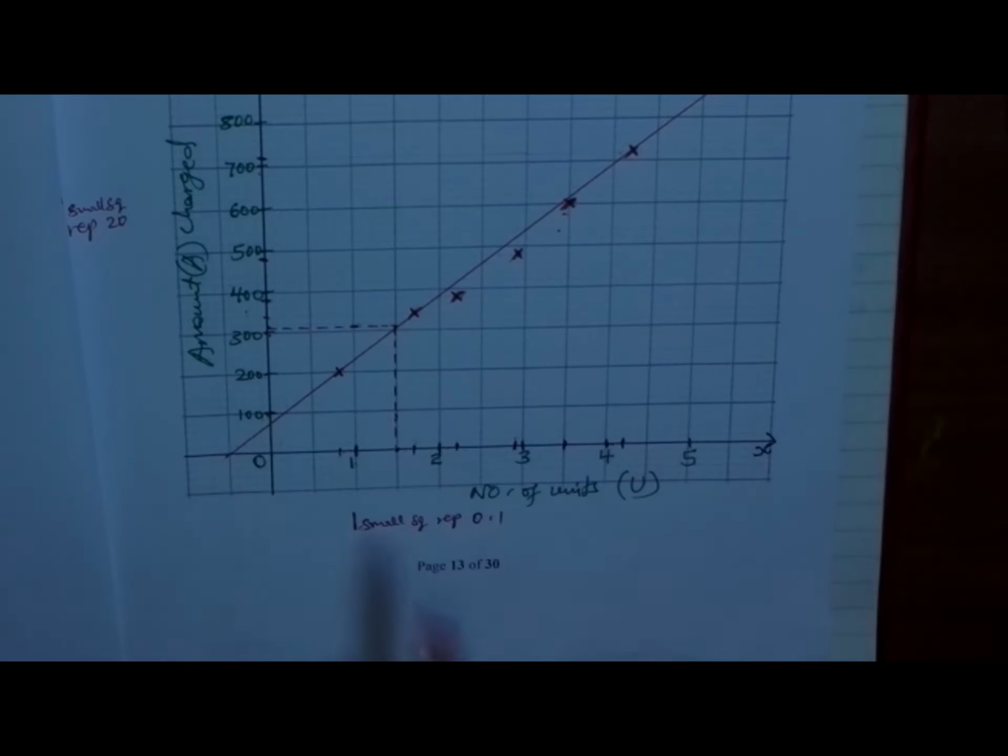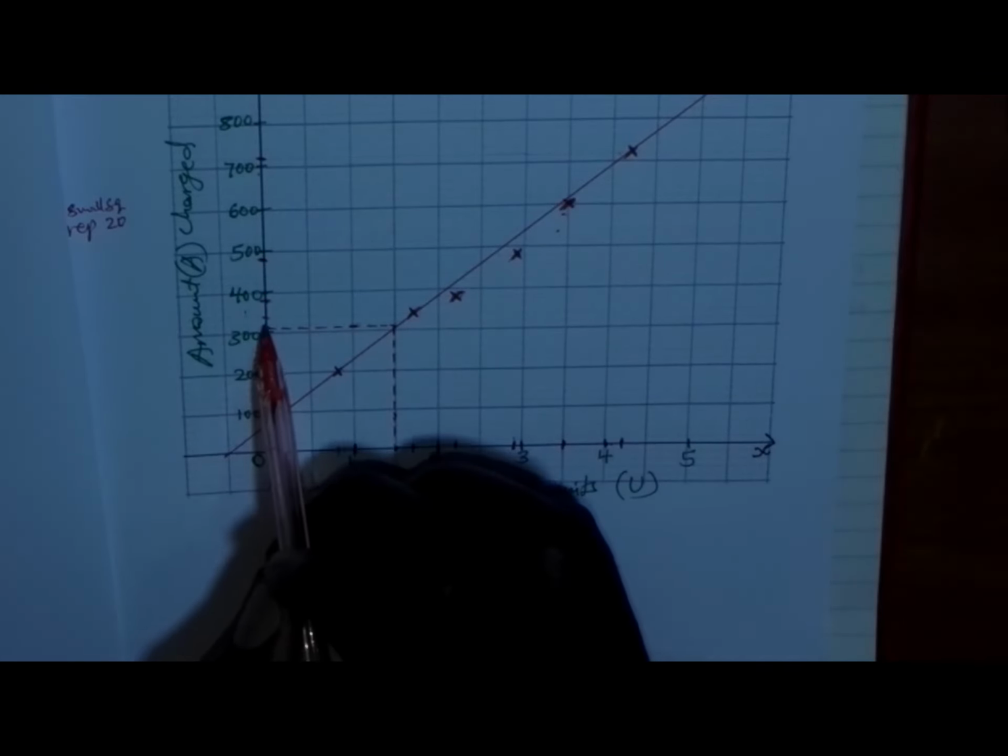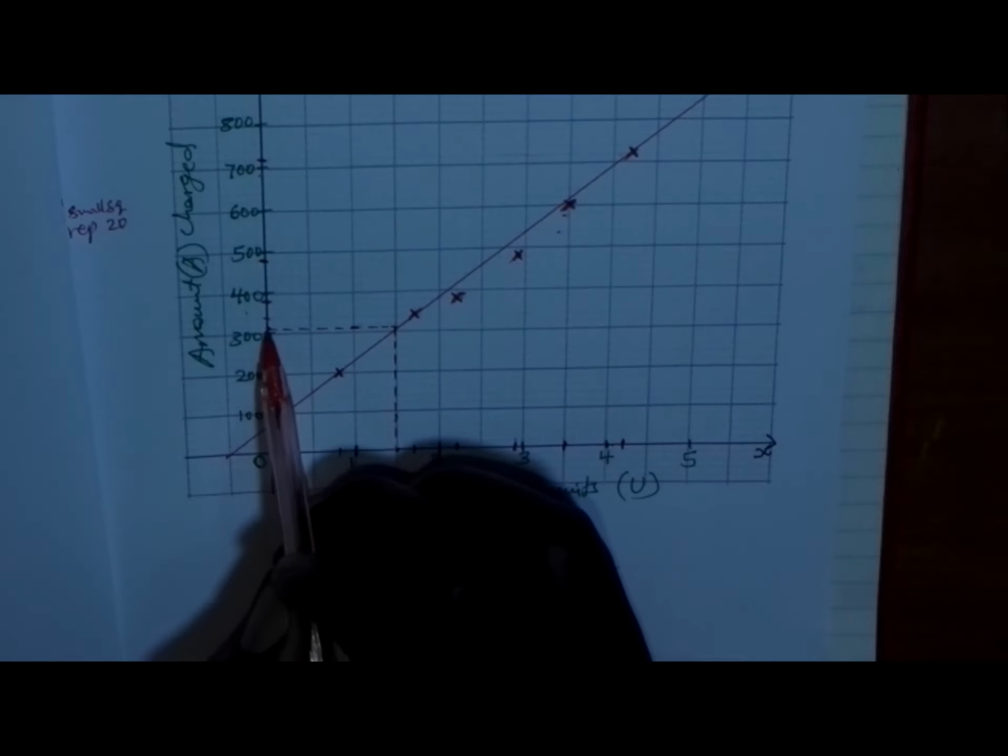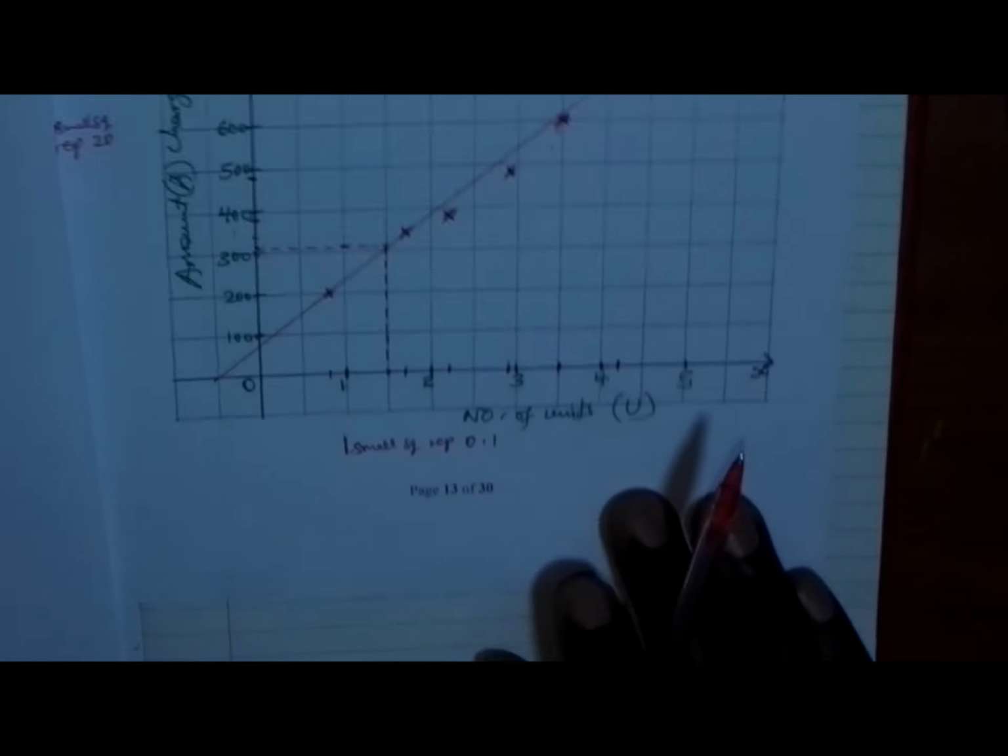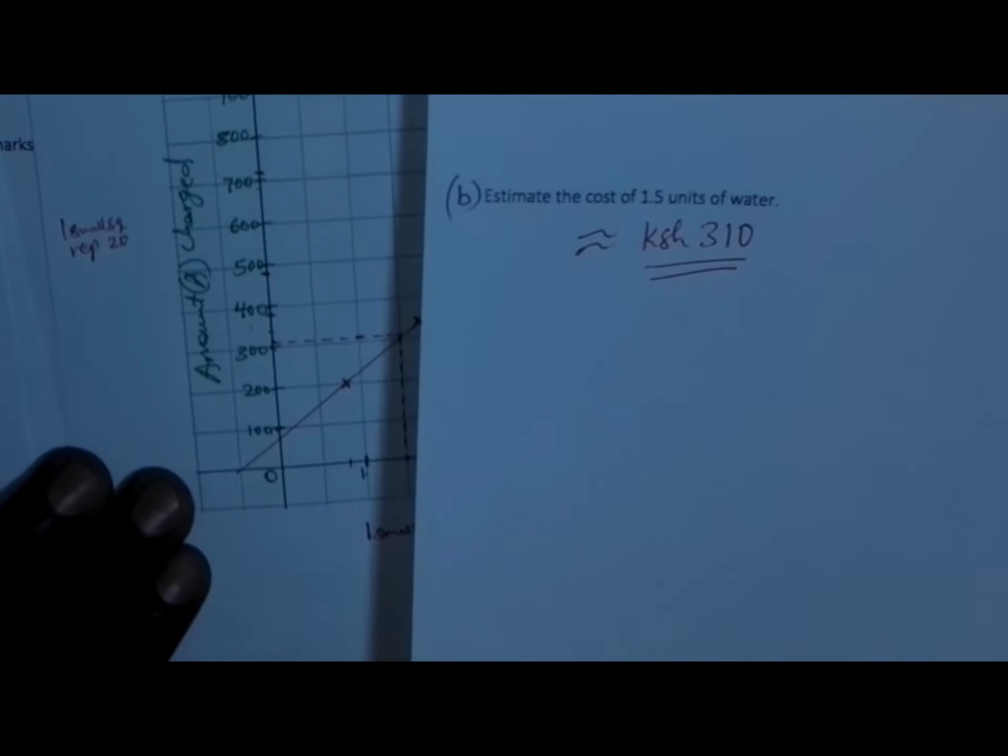So for this line, at this point, it is halfway the small division. And one small division is 20, so half of it is 10. So it will be 300 plus 10. Therefore, it means that the estimate of the cost of 1.5 units is approximately 310 shillings. So that is it.